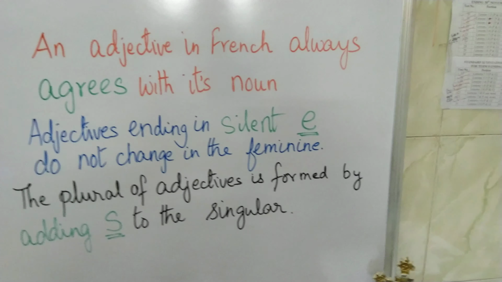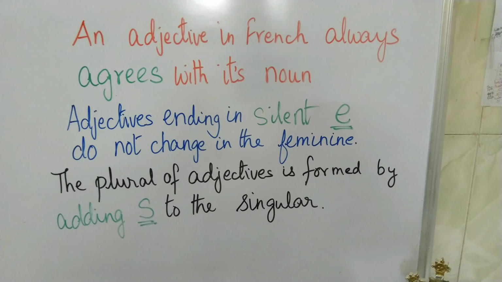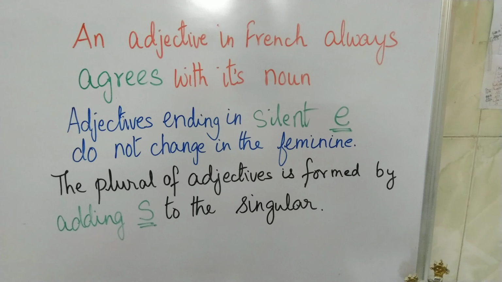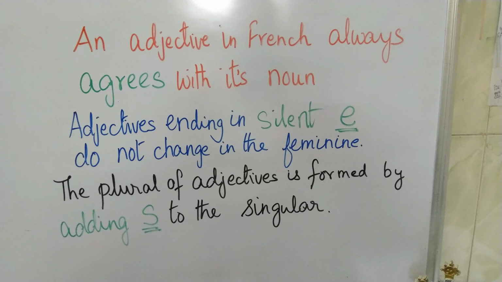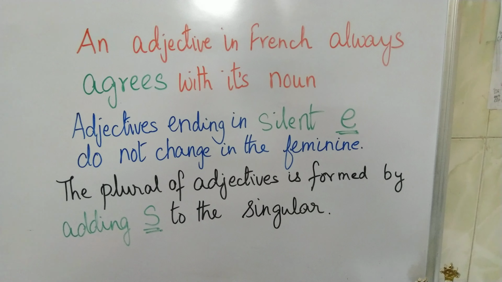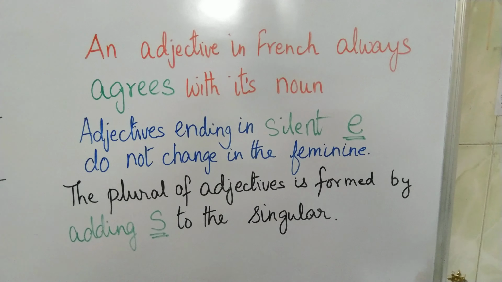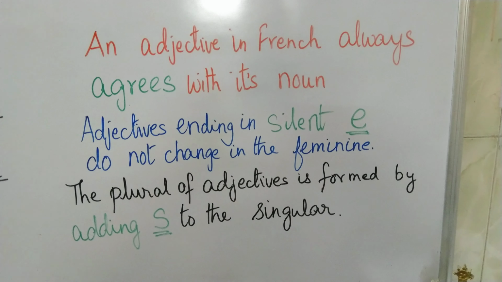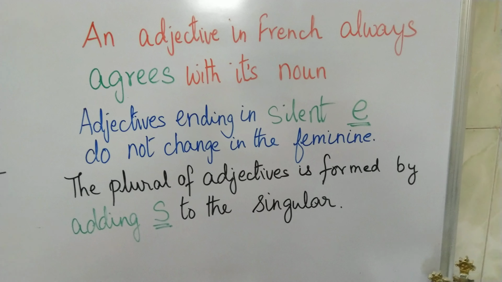Which means if the noun is masculine singular, then the adjective will have to be in the masculine singular form. If the noun is feminine singular, then the adjective will have to be in the feminine singular form. If the noun is masculine plural, then the adjective must be in the masculine plural form. And if the noun is feminine plural, then the adjective will be in the feminine plural form. Always, the adjective has to agree with its noun.